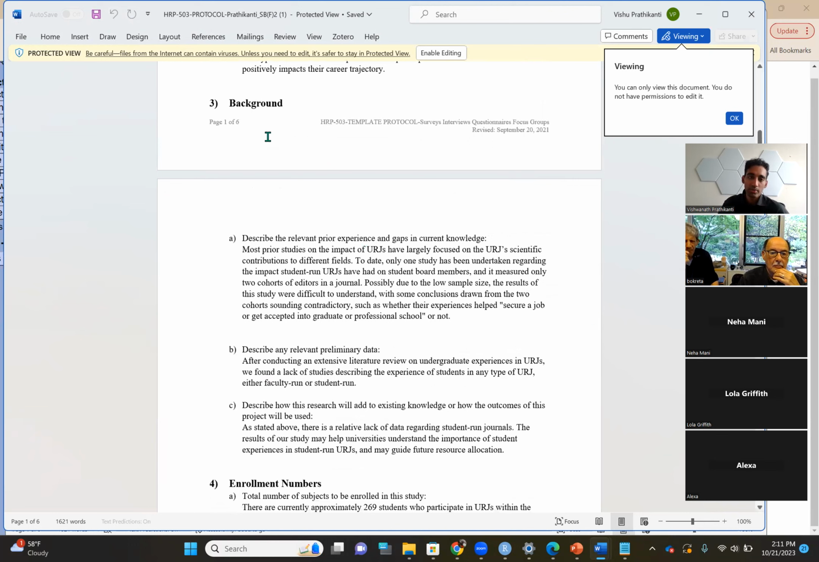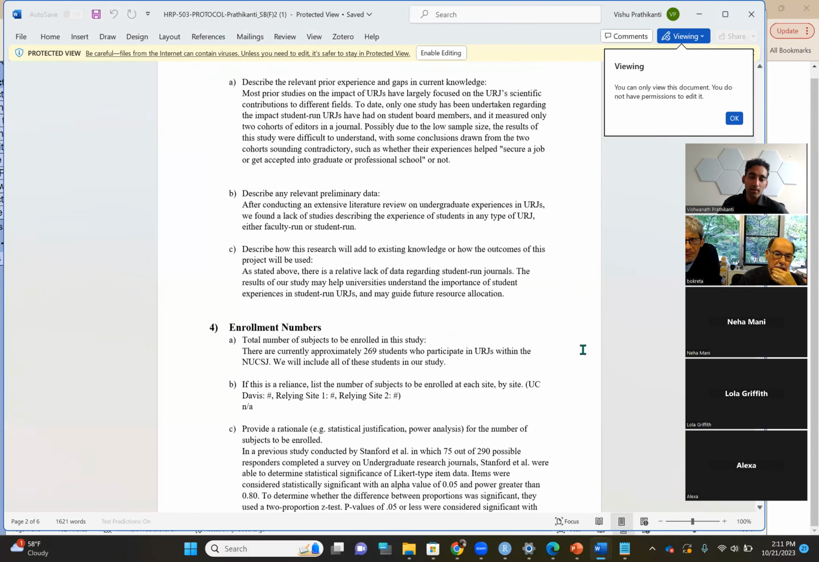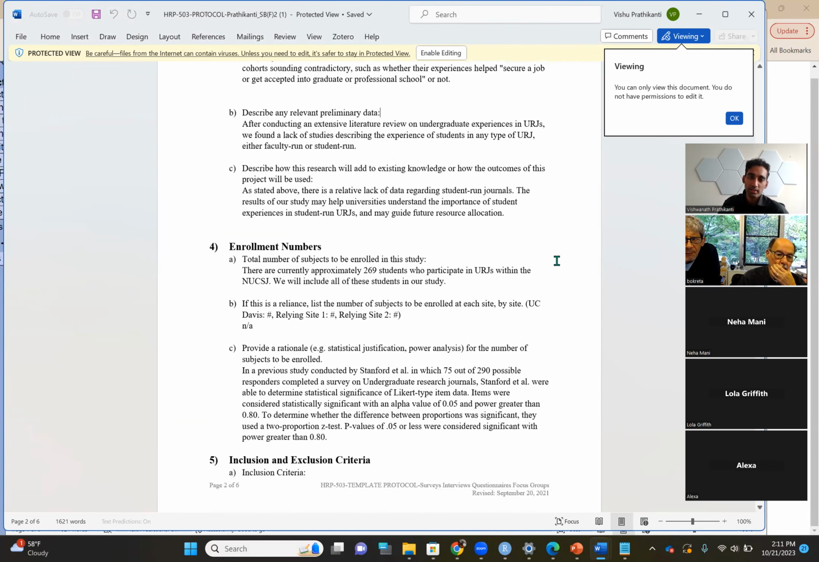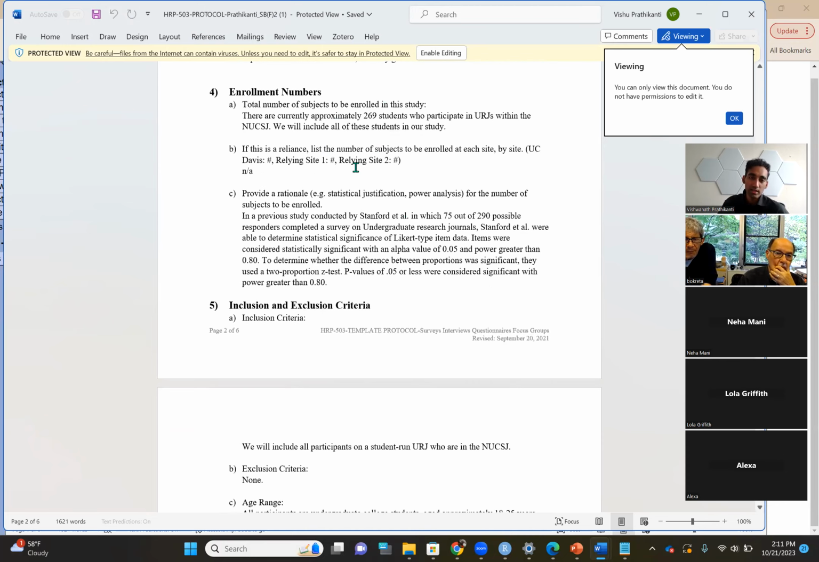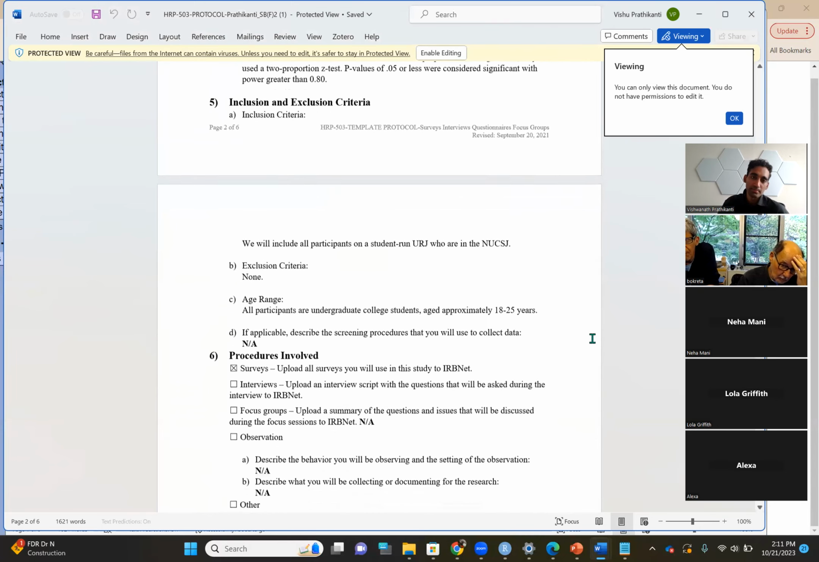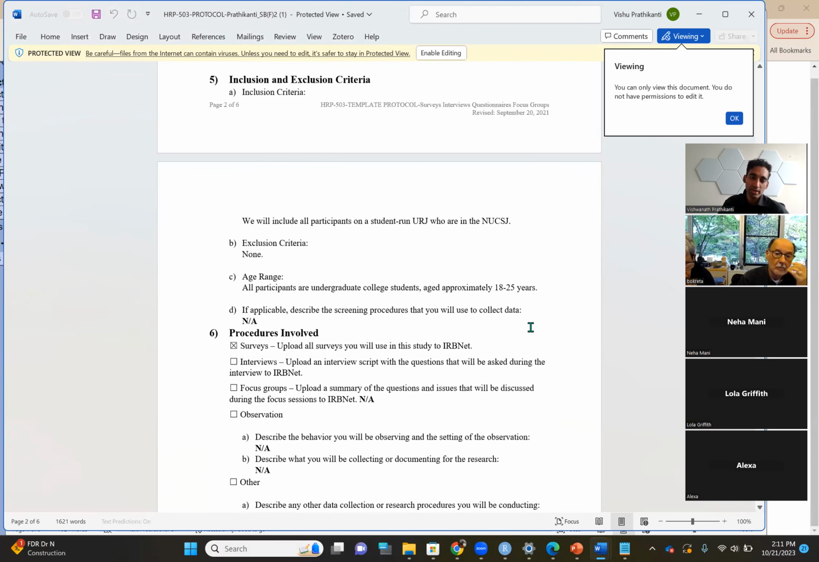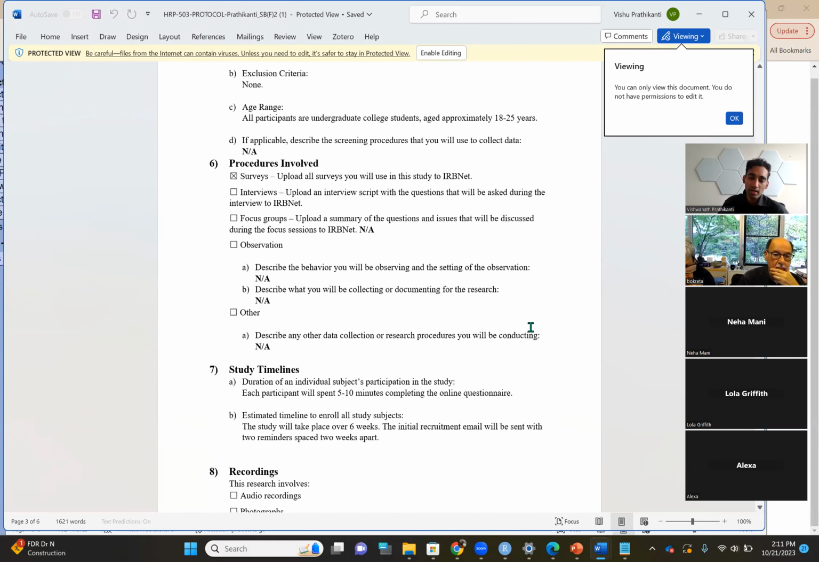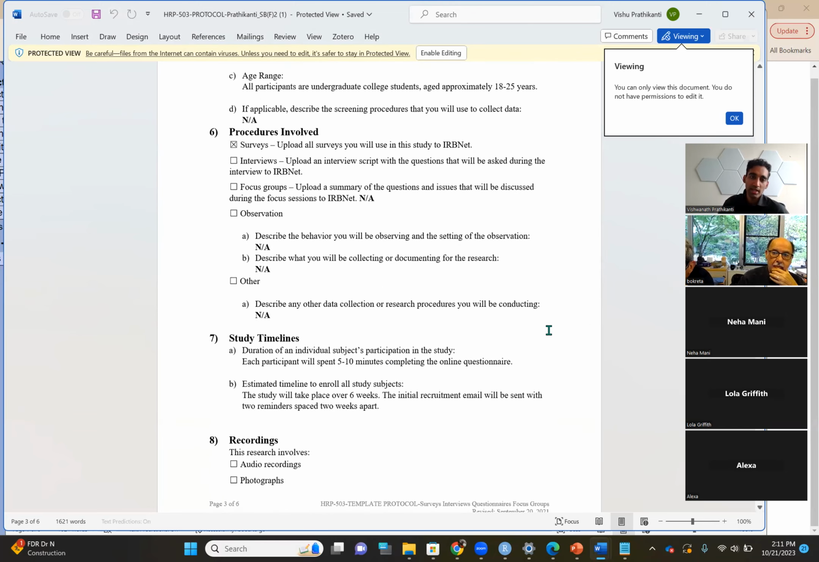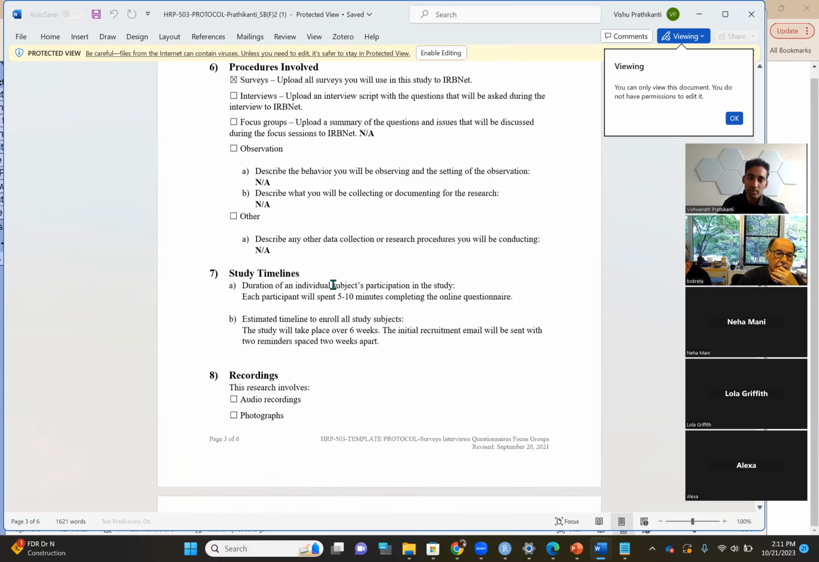But next, it asks for your background, like what the prior research studies are and what the current gaps are, and preliminary data. And then it'll go into things like enrollment numbers, a rationale for why you believe these students will be in it, and inclusion and exclusion criteria. And for the majority of this document, everything was either simple, like a survey to check, or you just say it's not applicable.